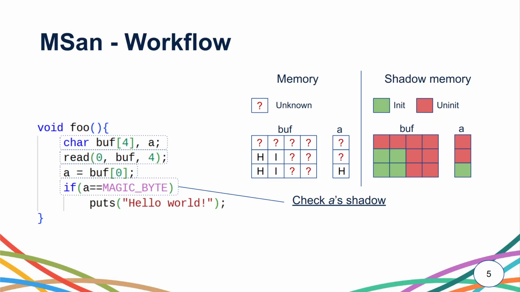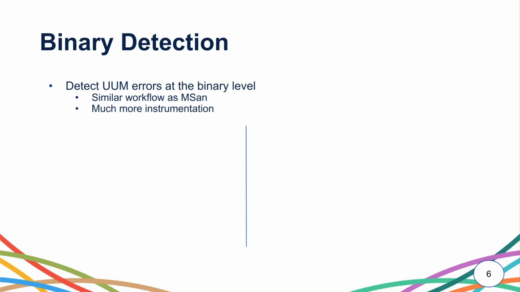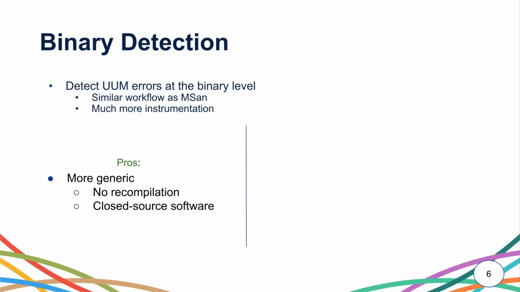Now, since MSan has all these issues with recompilation and with requiring all the libraries to be instrumented, you may wonder if we can detect this kind of issues at the binary level. And the answer is yes, we can do that. We can do UUM error detection at the binary level, and the workflow is very similar to MSan's, but much more instrumentation is needed for this kind of solution.